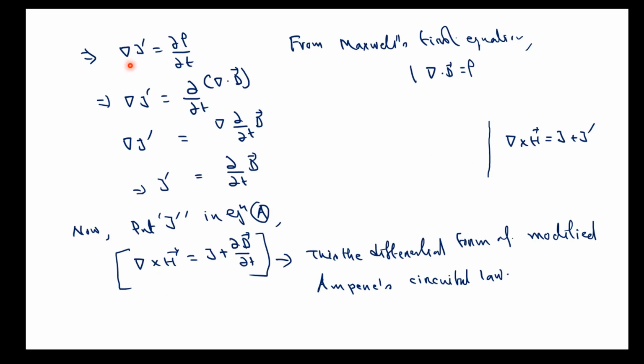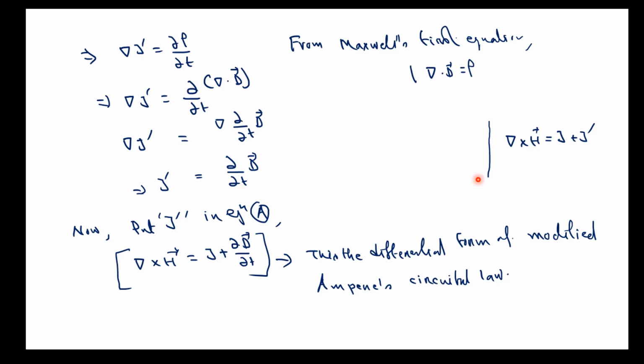So now we know that del dot J dash equal to del rho by del t. From Maxwell's first equation, we know that del dot D equal to rho. So I just replace the value of rho here. What I get is del dot J dash equal to del by del t of del dot D, replacing rho with del dot D. After simplification, I get del dot J dash equal to del dot del D by del t, and it means J dash equal to del D by del t. So what is my value of J dash? We know that J dash is del D by del t.